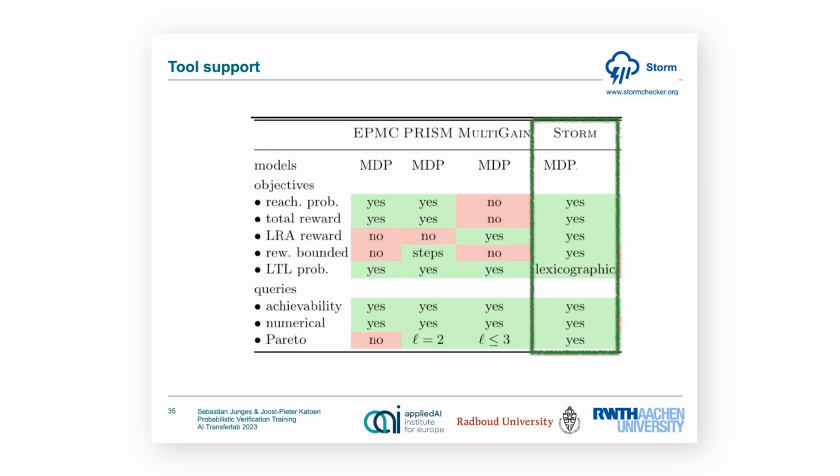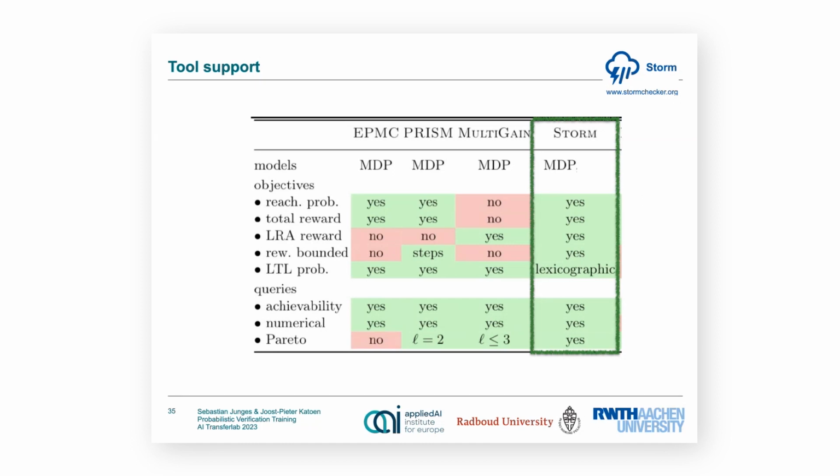You can ask, what's the probability that you will reach my target state within a certain budget, or within a certain amount of fuel consumption, that is, reward-bounded. And actually, you can even mix LTL objectives in a lexicographic way, and we can compute those trade-offs. So the kind of queries that Storm can handle is what is called achievability.